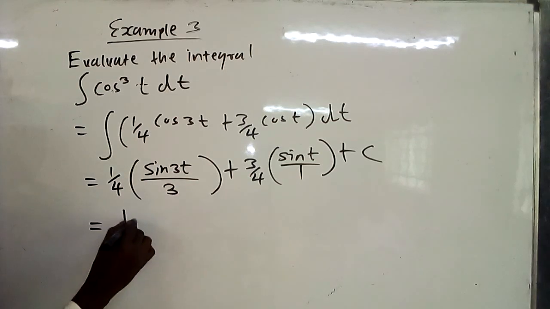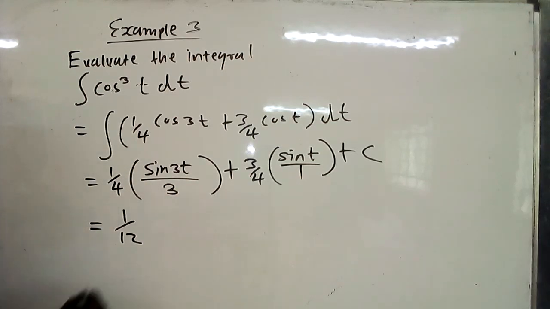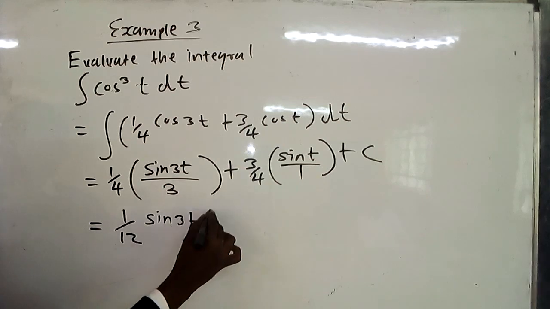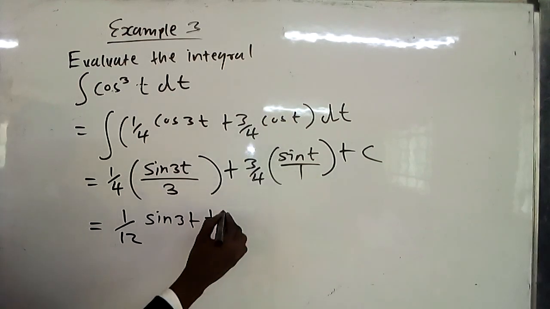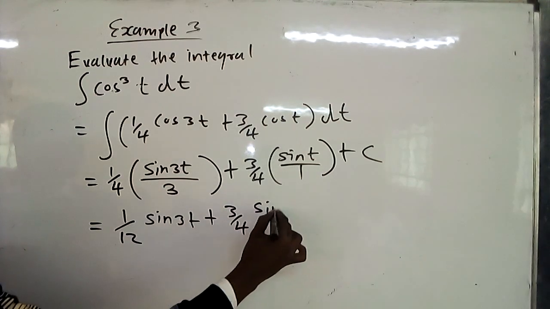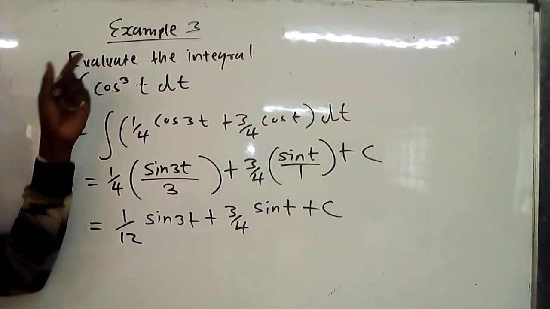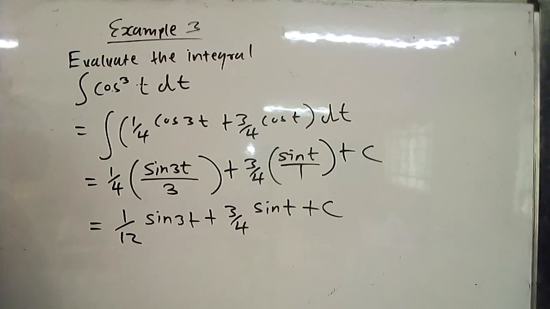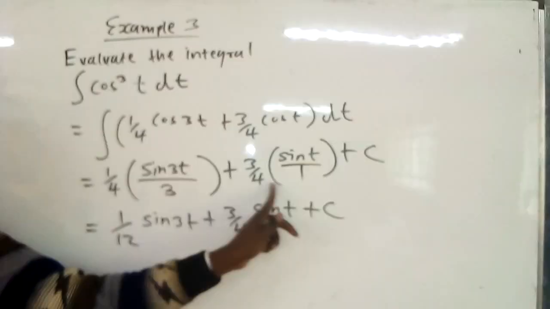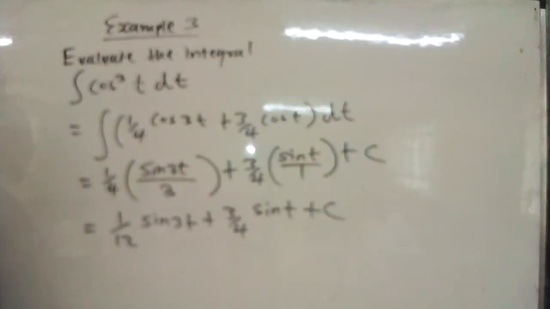1 over 4 divided by 3, you get 1 over 12 sine 3t, then plus 3 over 4 divided by 1 is just 3 over 4 sine t plus c. So if you have the limits of integration, then you do away with the arbitrary integration constant and you put the limits of integration provided, isn't it?